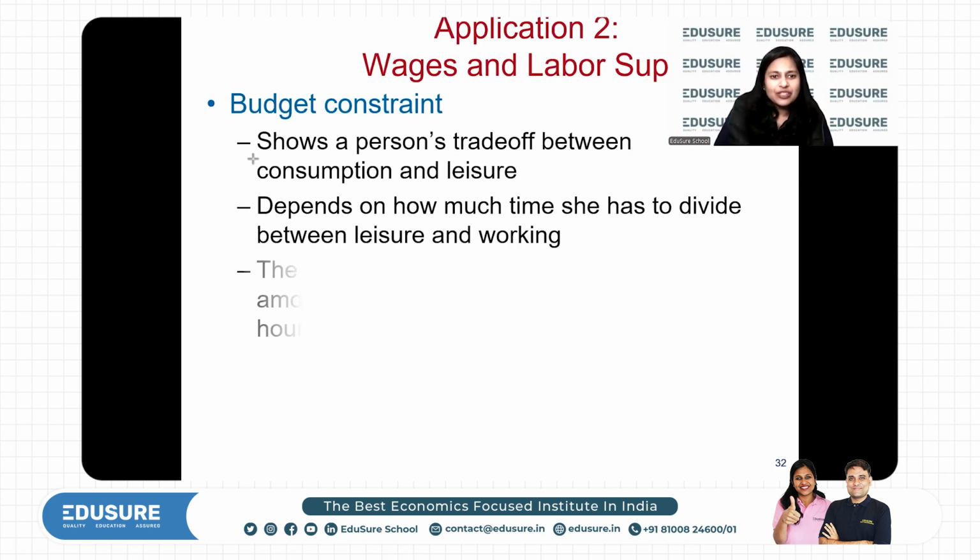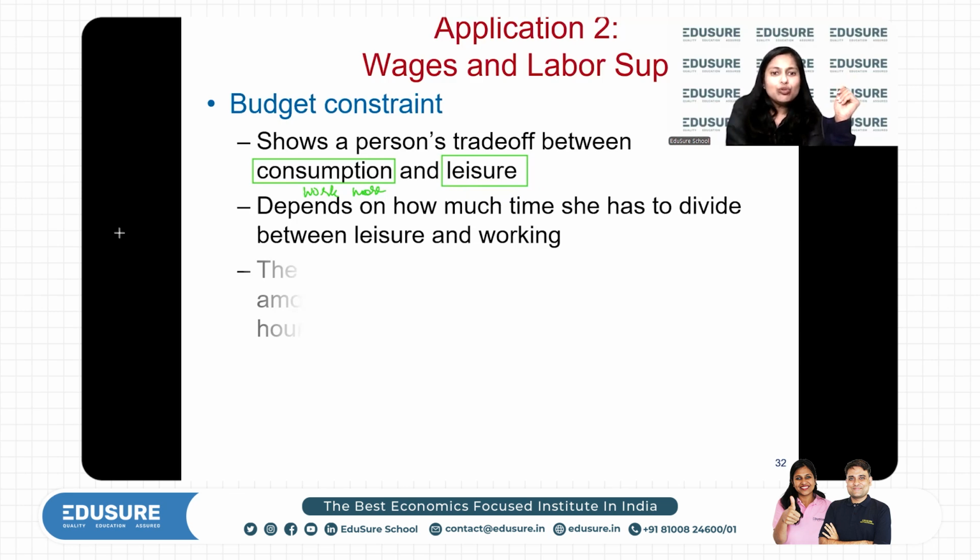We all love consuming goods. The more we consume, the better it is. The more variety of goods, the better we like it. But to consume more, there is a downside: we have to work more. And if we have to work more, then we have to sacrifice something that we also like, which is leisure. Leisure is free time, relaxation time, time to watch Netflix, time to scroll through Instagram or YouTube, right?